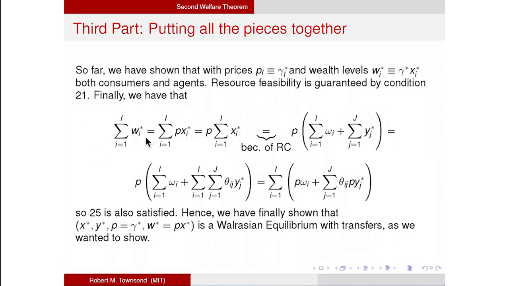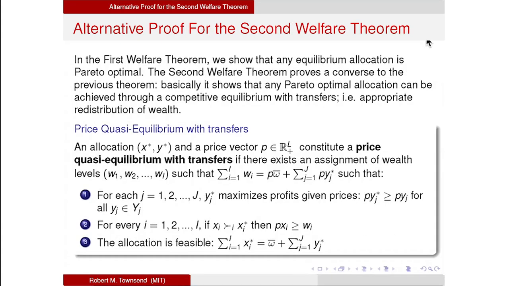So now we're done. This last slide is always a bit mysterious. It's like, well, why do we have to do anything else? Well, again, just remember the definition of a competitive equilibrium with transfers. Because it's transfers, it's specified not in terms of private ownership, but in terms of wealths. So whatever those wealths are, they have to add up to the total. That's what this slide's all about.